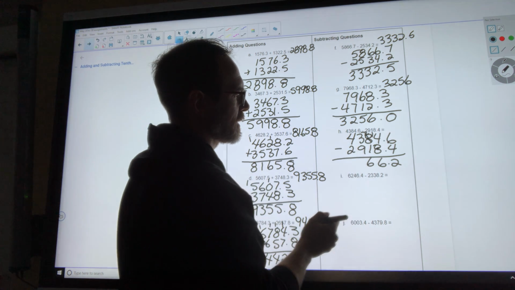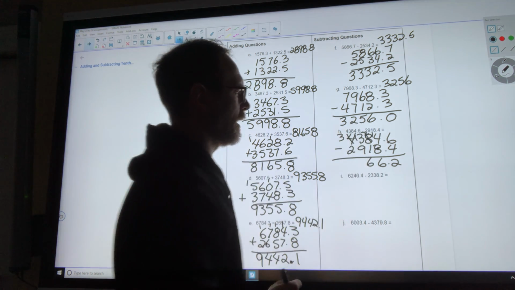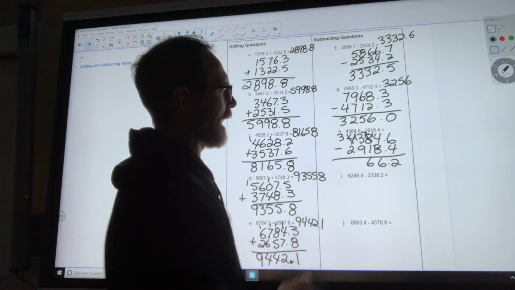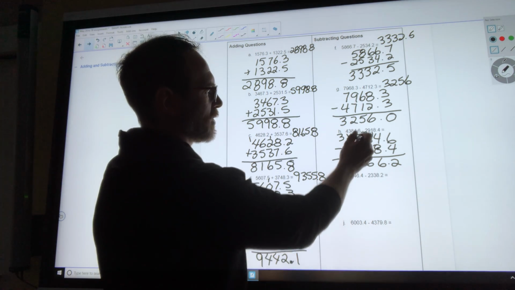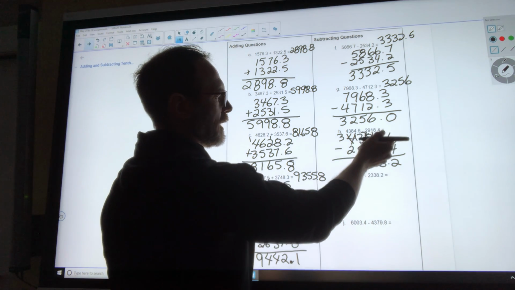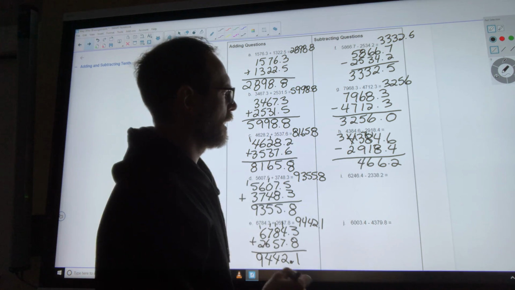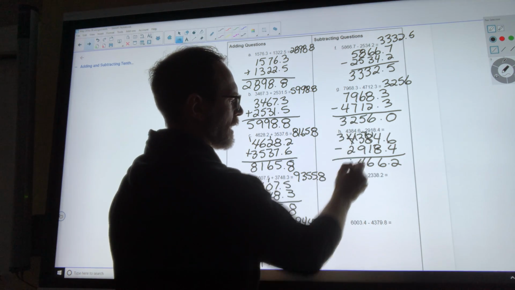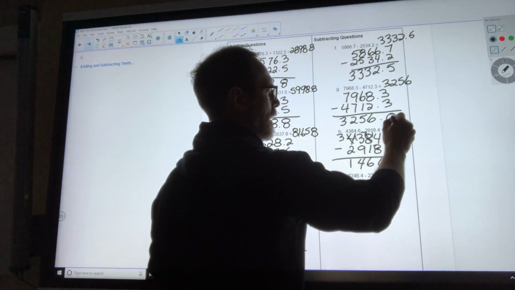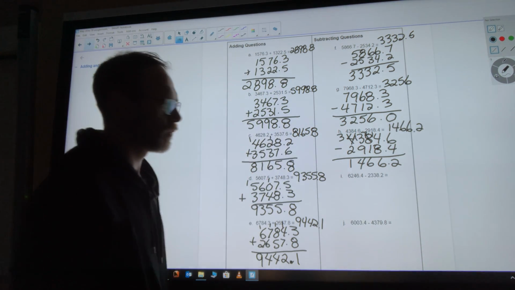300s minus 900, I'm gonna have to borrow. So this becomes a 3, and putting that 1,000 over to the hundreds place makes this 1,300s, right? 1,300 minus 900, well, 13 minus 9 is 4. Now, 3,000 minus 2,000 is 1,000. So my answer is 1,466 decimal 2. 2 more to go.